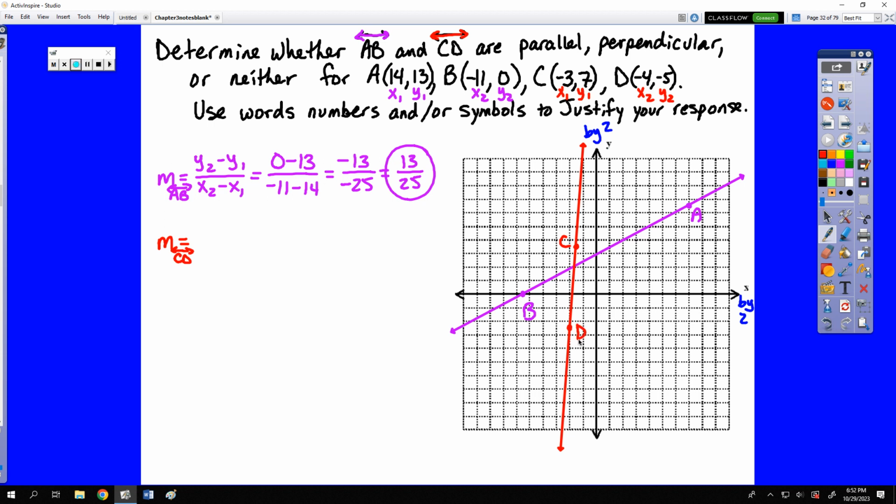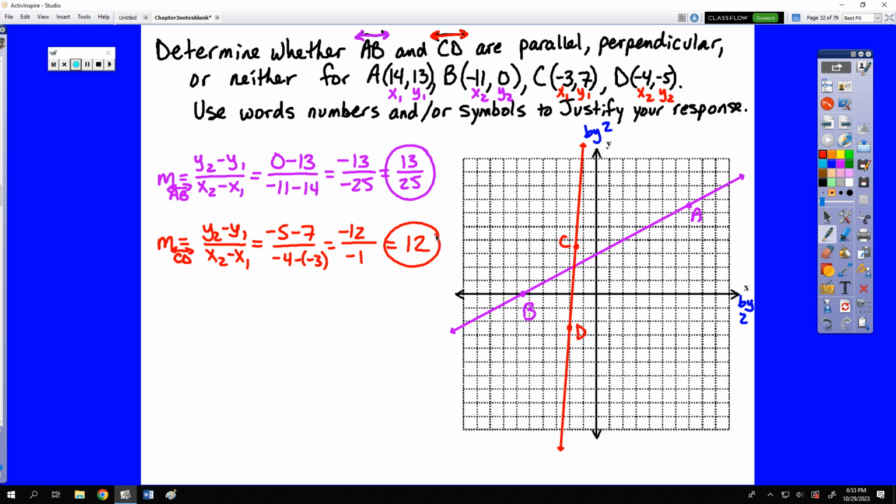All right, so y2 minus y1 using C and D, x2 minus x1 would be negative 5 minus 7 over negative 4 minus negative 3. That would be negative 12 over negative 1, which would be positive 12.